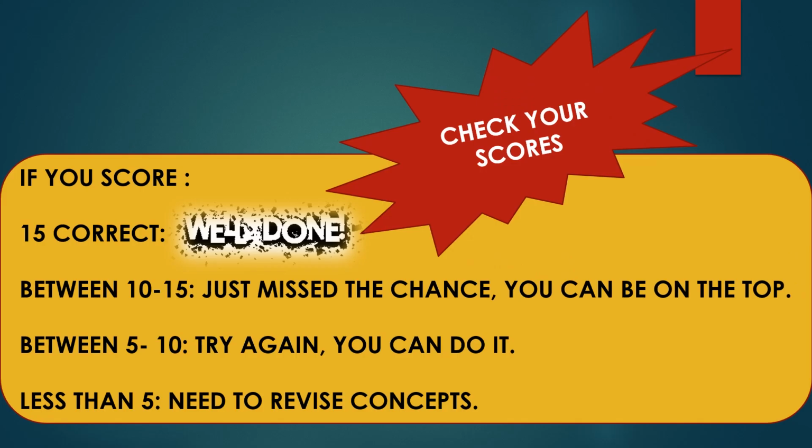With this, we come to the end of the quiz. We have completed all the 15 questions, and I'm sure most of you would have scored the maximum. If your score is 15, you hit the jackpot. Well done. If between 10 to 15, it doesn't make a difference. You can still be on the top. If you have scored between 5 to 10, you need to try again. You can do it. But if your score is less than 5, then you need to revise the concepts.